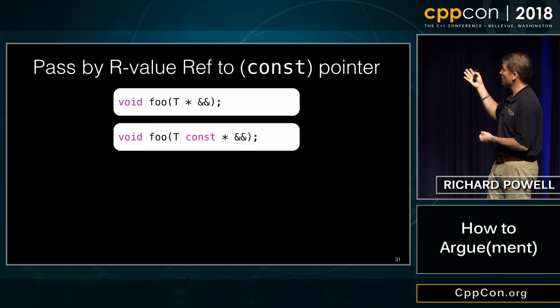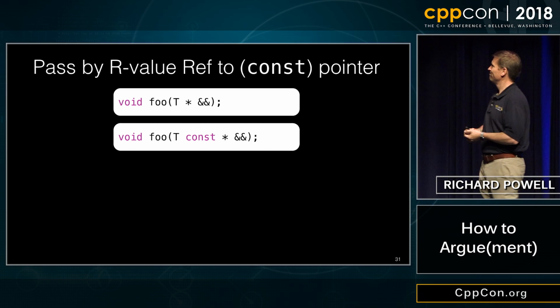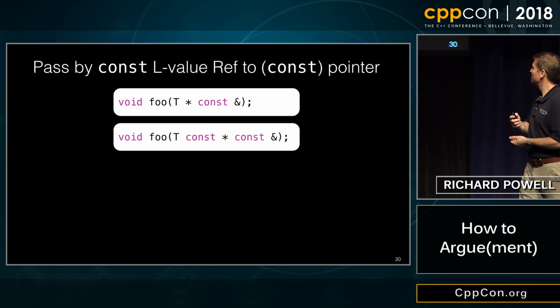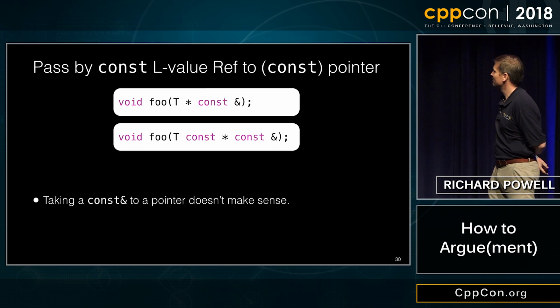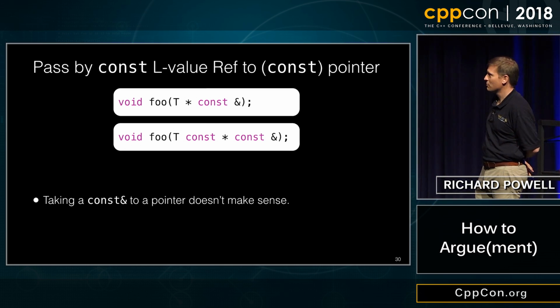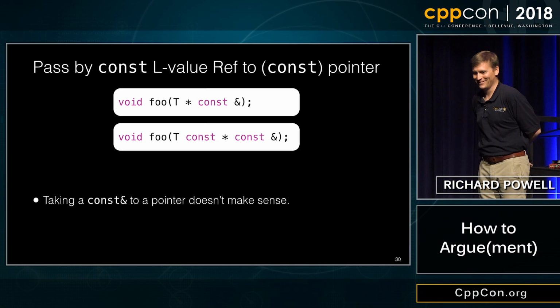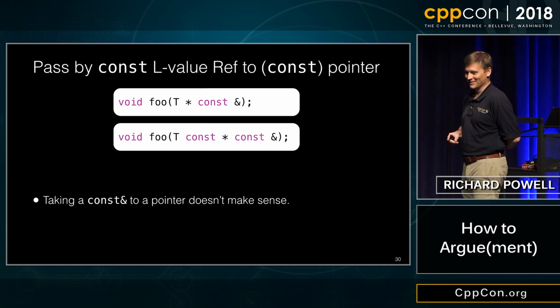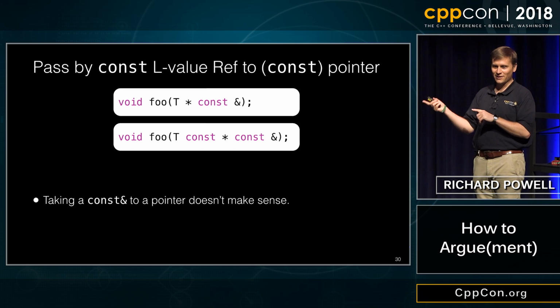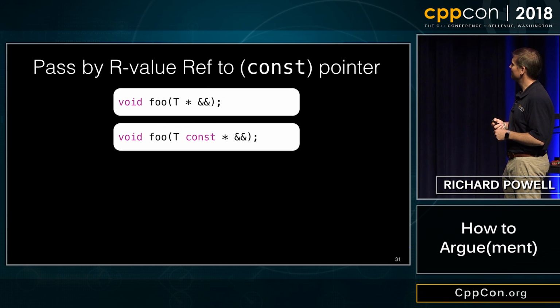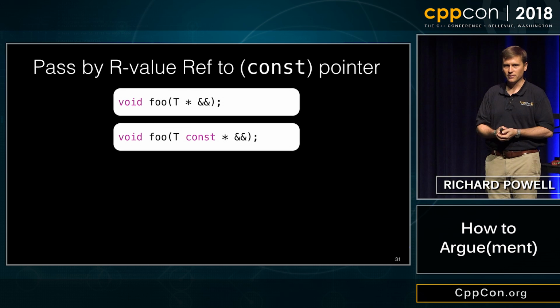And passing by an R value ref to a pointer. Okay, I agree. Go back one. So that is a reference to a pointer to a const. If you wanted to modify where the pointer pointed, a use case. Hold on. We're getting to it. If I don't get it by the time I get four slides in, then you can stop me again. So passing by R value ref to a const pointer.